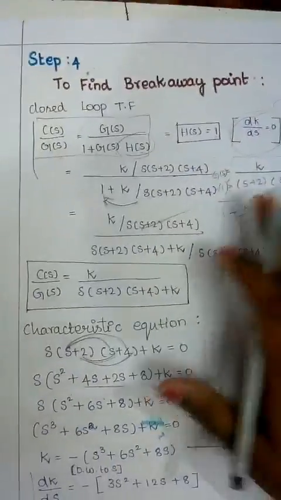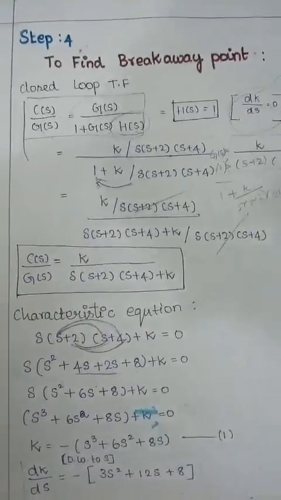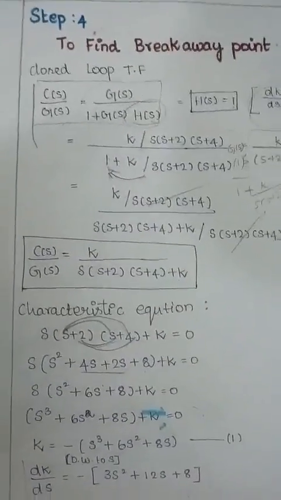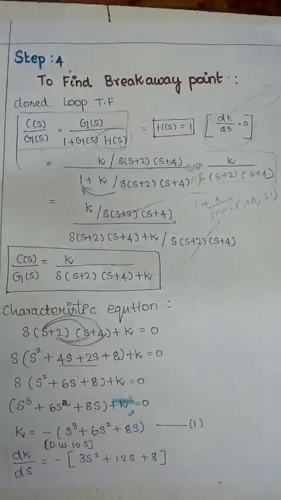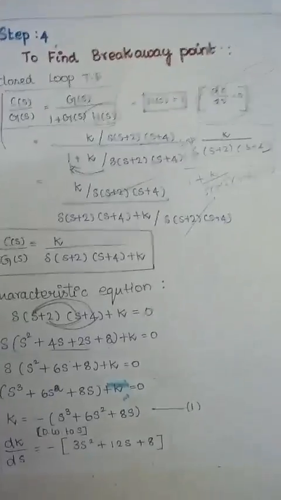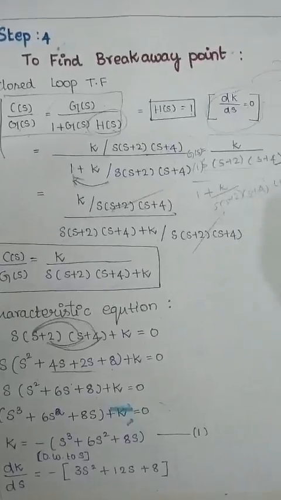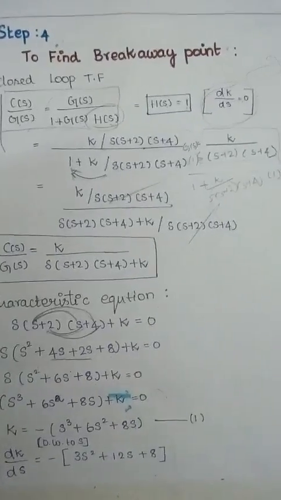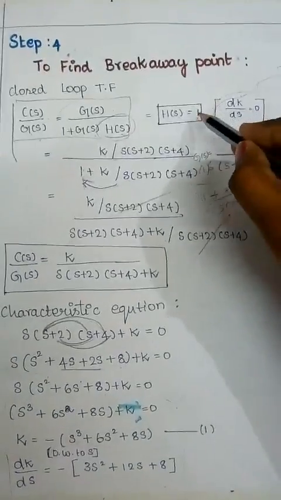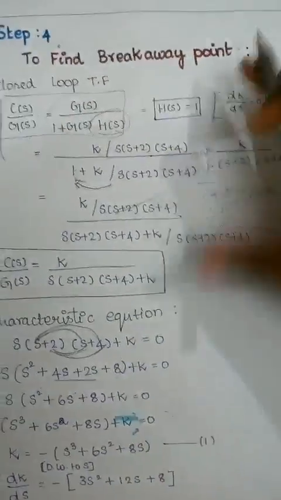Step 4, find the breakaway point. Here we go through the formula for the closed loop transfer function: C(s) by R(s) equals G(s) by 1 plus G(s)H(s). We know G(s) from the question: G(s) equal to K by s into (s plus 2) and (s plus 4). But H(s) we don't know, so I'll take it as 1.